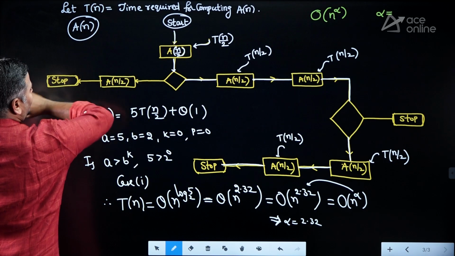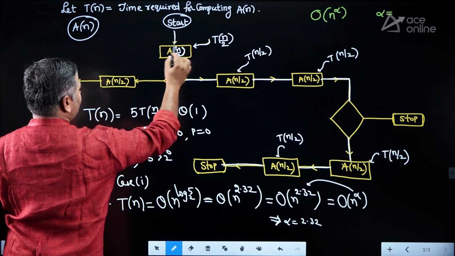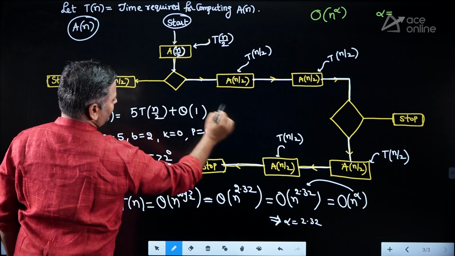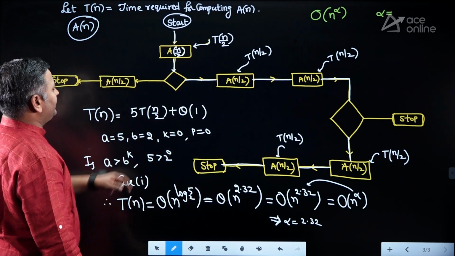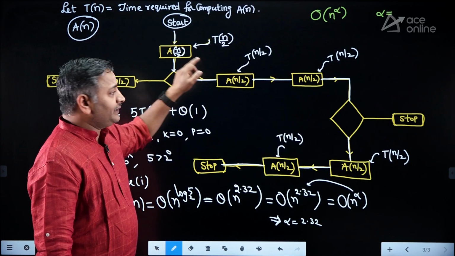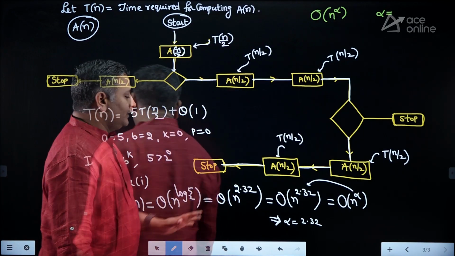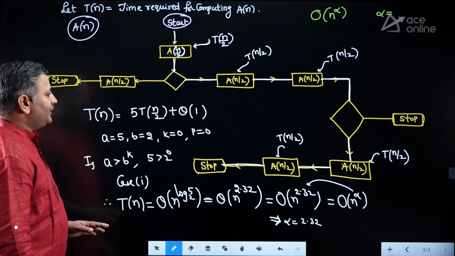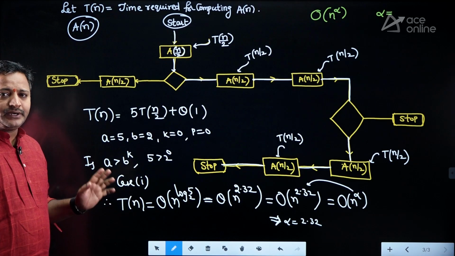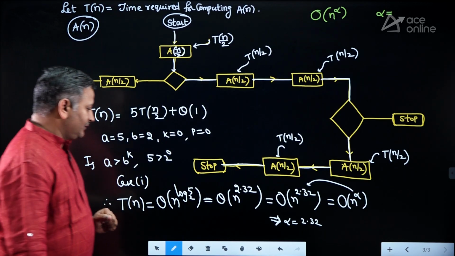To compute A of n, they are starting and every time it is splitting by half: A of n by 2, A of n by 2, like this. In the beginning I have written A of n, right? That is not correct. A of n by 2, A of n by 2 like this. Okay, so all these cases are useful for understanding merge sort and quick sort algorithm concepts. Okay, next.